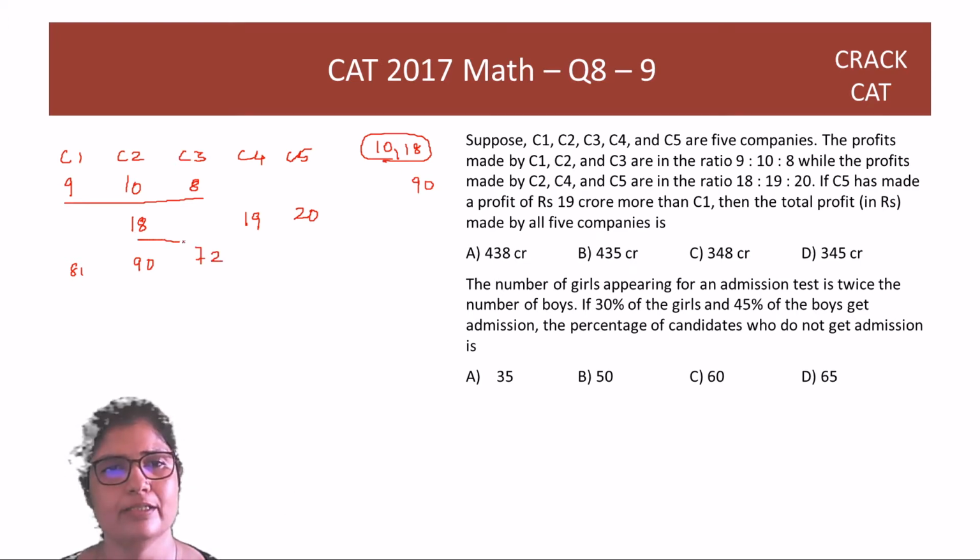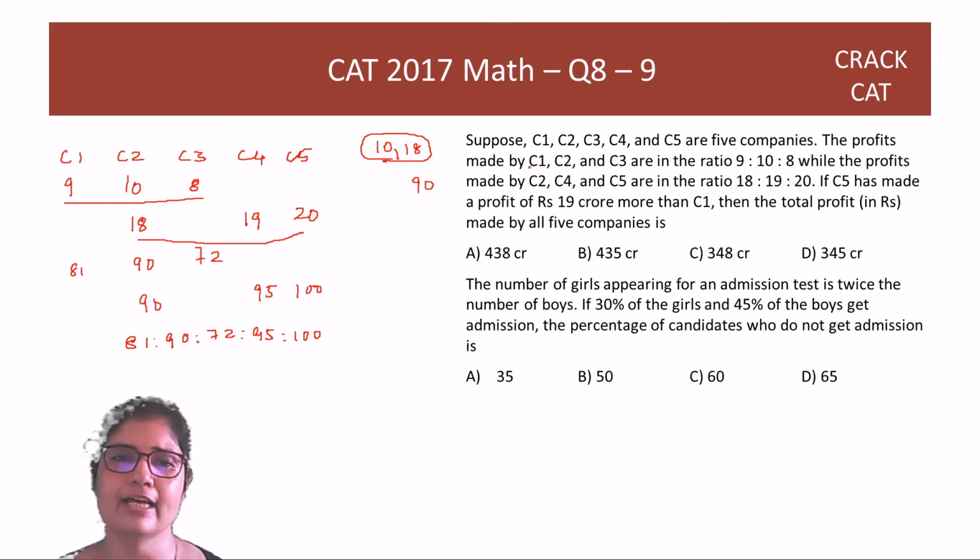And I'll multiply this ratio with 5. So again I get the 90. So you can see why we did that, right? And this becomes 95 and this becomes 100. So the common ratio of all of them together is 81 is to 90 is to 72 is to 95 is to 100.